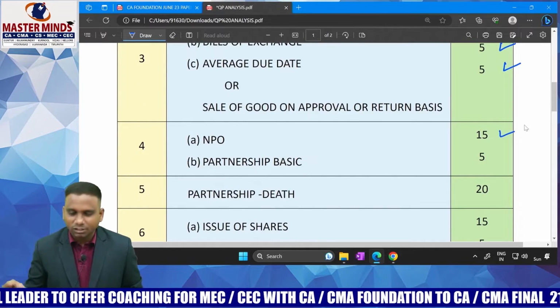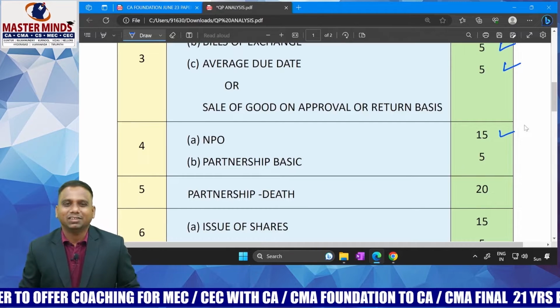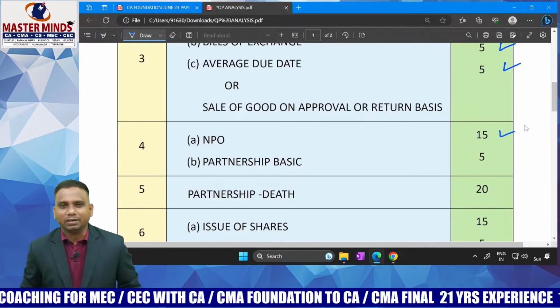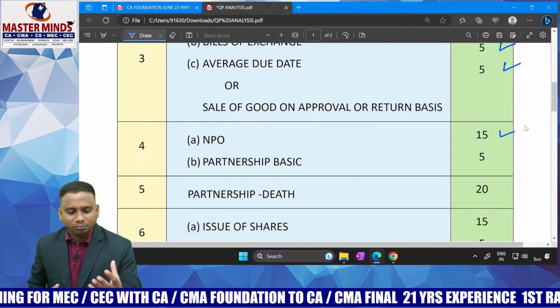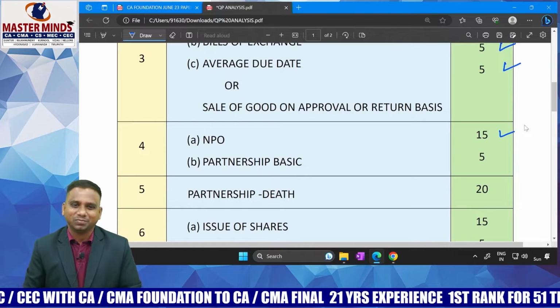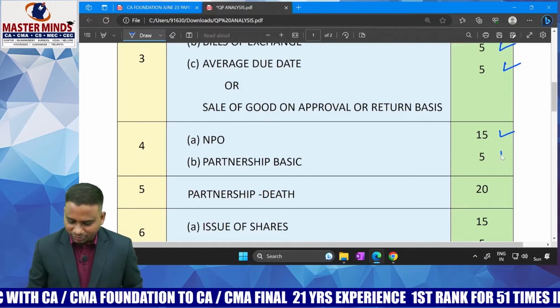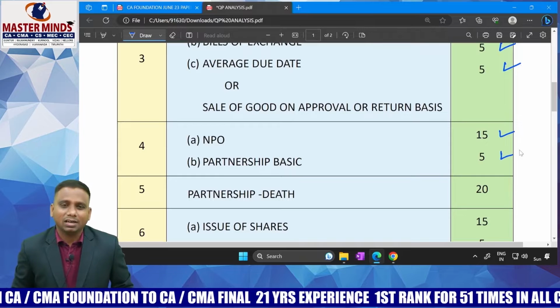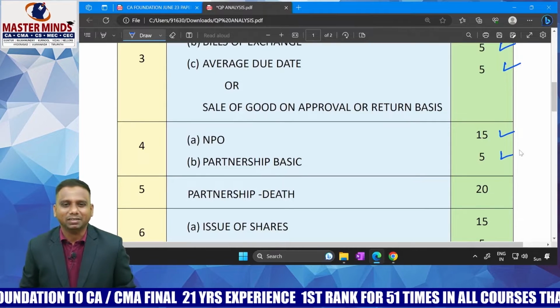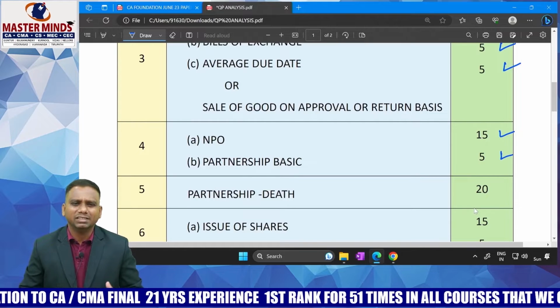Yes or no, students? Next NPO. This time the NPO question is easy. They have just given the receipts and payments account. They asked to prepare the income and expenditure account and balance sheet. Yes or no? Next partnership. This time surprisingly they asked minimum guarantee of profit to the partner from partnership. It is a very basic question.